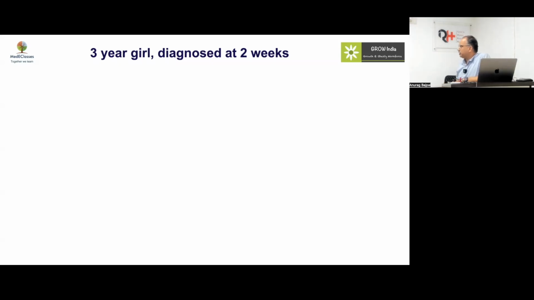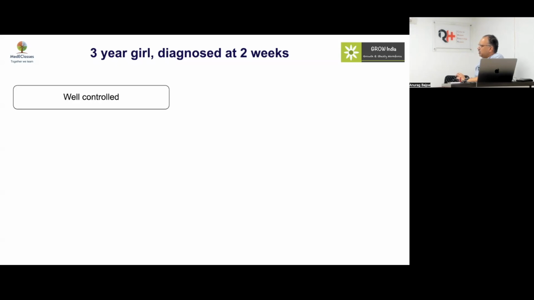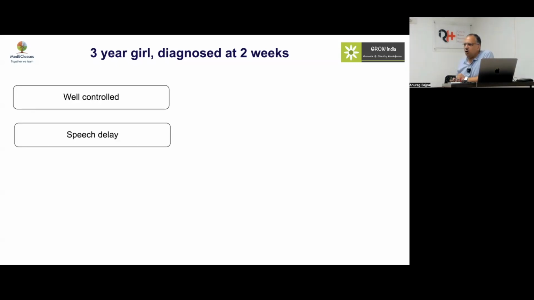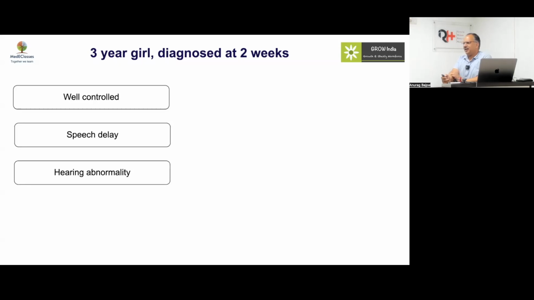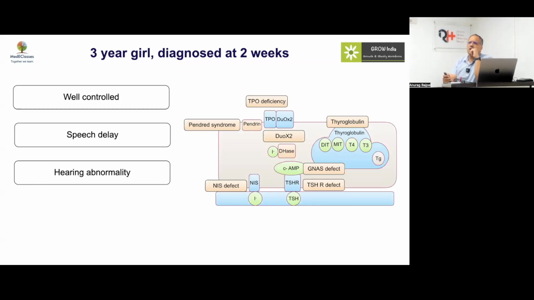So now you have a 3-year-old girl diagnosed at 2 weeks with congenital hypothyroidism, reasonably well controlled, but now presents to you with speech delay and hearing abnormality. Parents were told that everything is going fine, but now the speech is delayed despite good thyroid control throughout this period. So what are you possibly going to consider here?